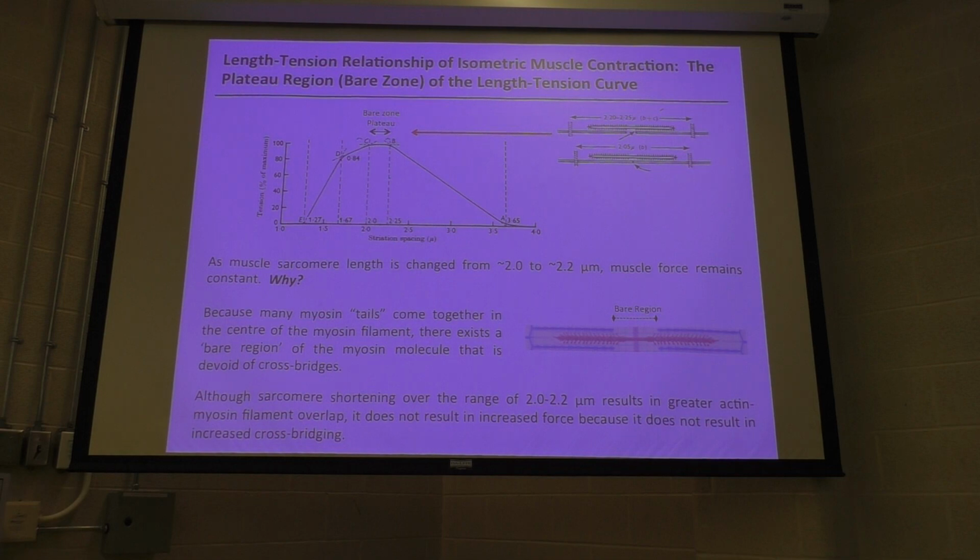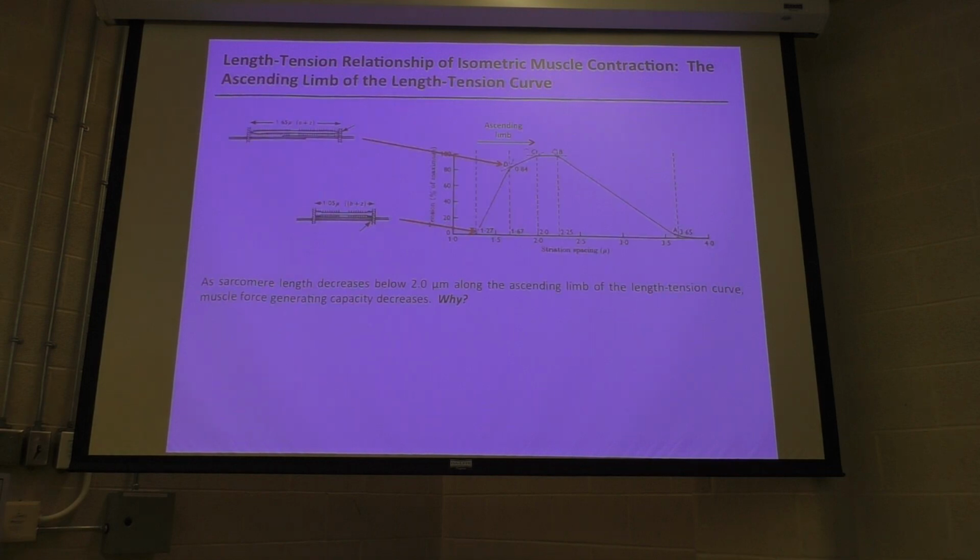So now we're going to move to the left, so we're going to shorten the sarcomeres more. You actually start to lose force. Based on this, I don't know if you guys can see this super clearly, but look at where the actin is and look at where the myosin is, and look at the total number of possible interactions. Why does that explain this decrease in total tension?